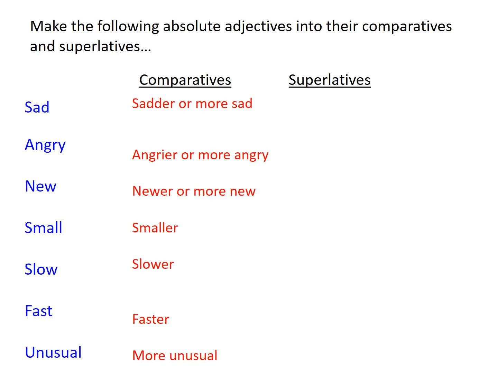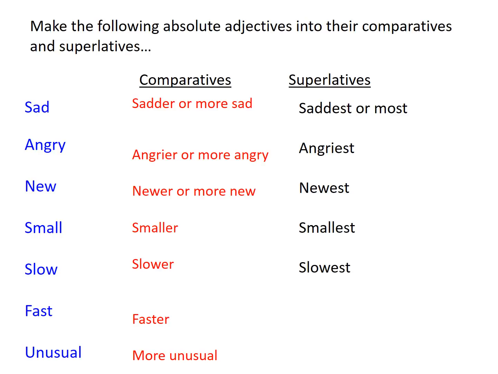Now let's consider the superlatives. That's the most extreme form of the adjective. So sad becomes saddest. Angry becomes angriest. New becomes newest. Small becomes smallest. Slow becomes slowest. Fast becomes fastest. And interestingly enough, unusual becomes most unusual.